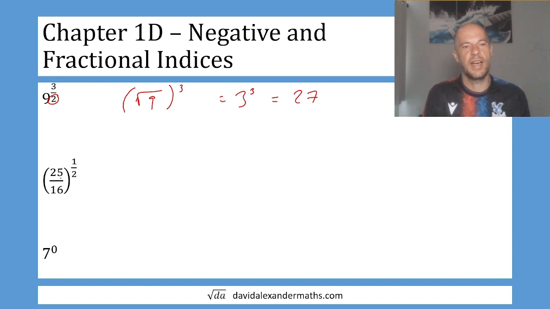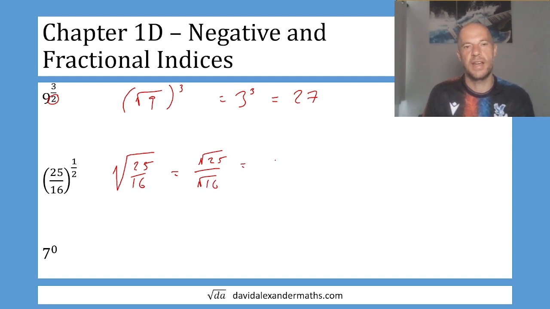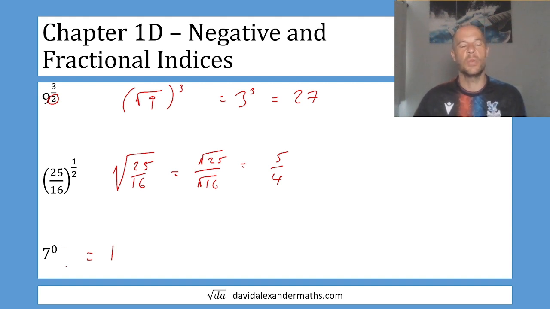Now here we've got a nice and easy one actually, because it's to the power of 1/2, which means it is the square root, a bit like the previous slide, 25/16. And we just need to remember that that is the square root of 25 over the square root of 16. So that is going to be 5/4. 7 to the power of 0, 1. This is one you just need to learn. Anything to the power of 0 is always 1.